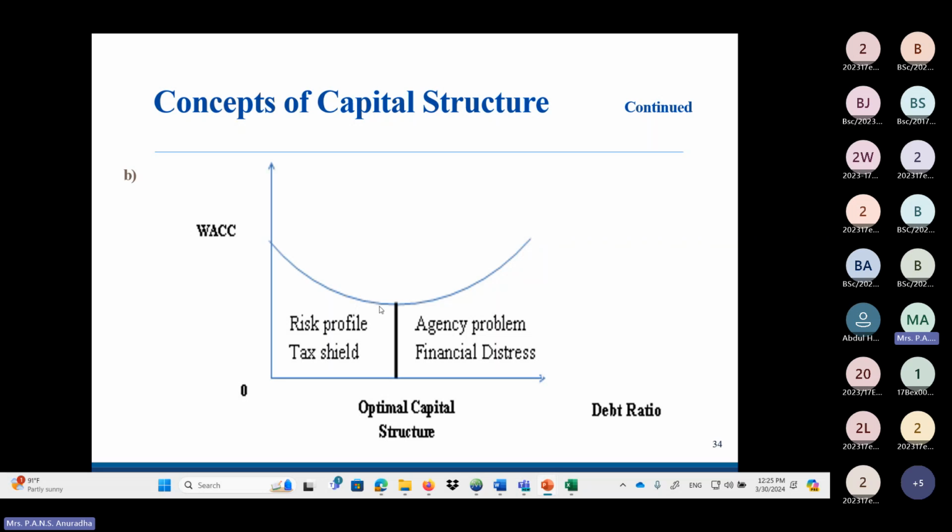Initially, you are getting tax advantage. After the optimal level, you are taking on agency problem. Because of high debt level, agency problem can arise between, you can remember, debt holders and owners. That is a cost, agency cost will come. And also with the high leverage, financial risk is affecting the company. So therefore, weighted average cost of capital is increasing. So that behavior you can observe in the WACC, the weighted average cost of capital, with the increase of the debt level.